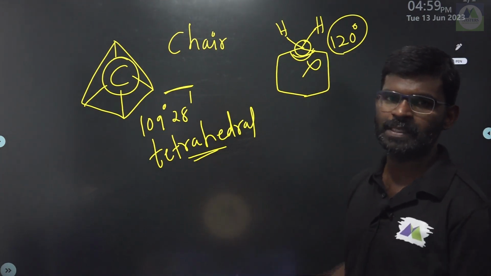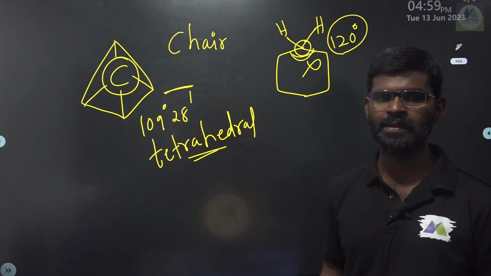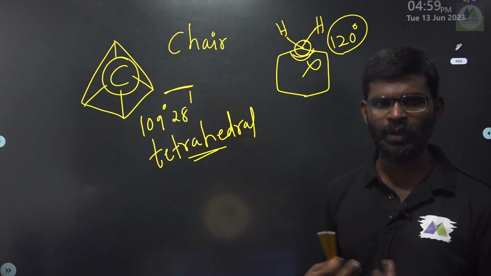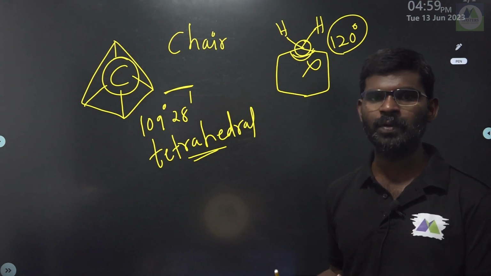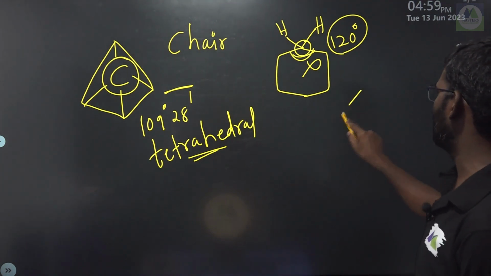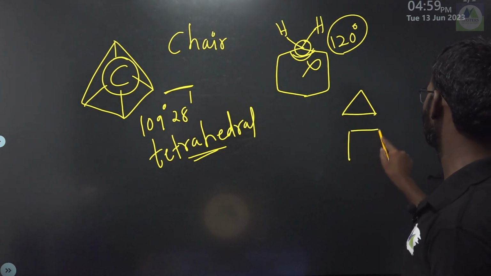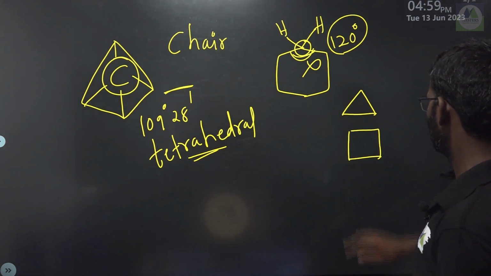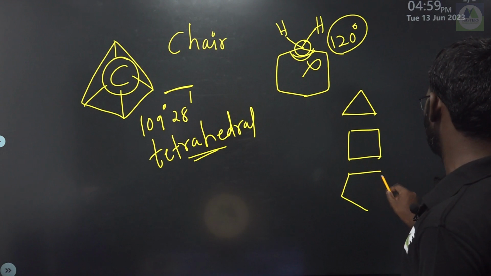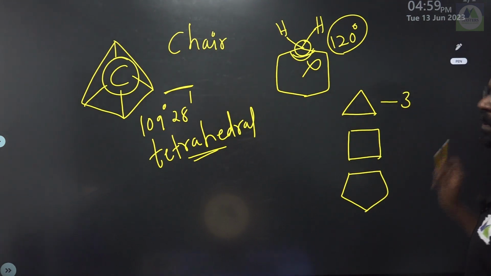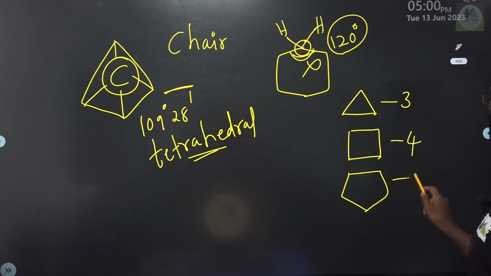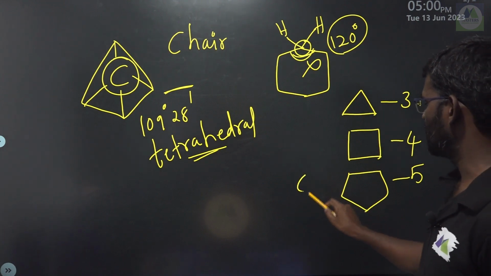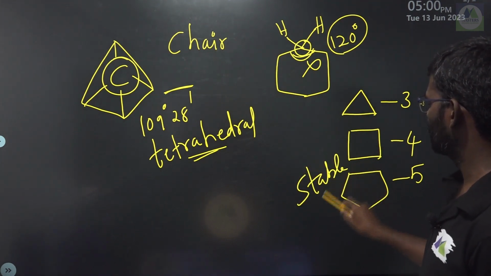Before Sachse-Mohr theory, there was a theory called Baeyer strain theory. According to Baeyer strain theory, cyclopentane is more stable compared to cyclobutane and cyclopropane. Baeyer explained these 3 structures. This is cyclopropane, a 3-membered ring. This is cyclobutane, a 4-membered ring. Here cyclopentane, a 5-membered ring. This is a very stable conformation.